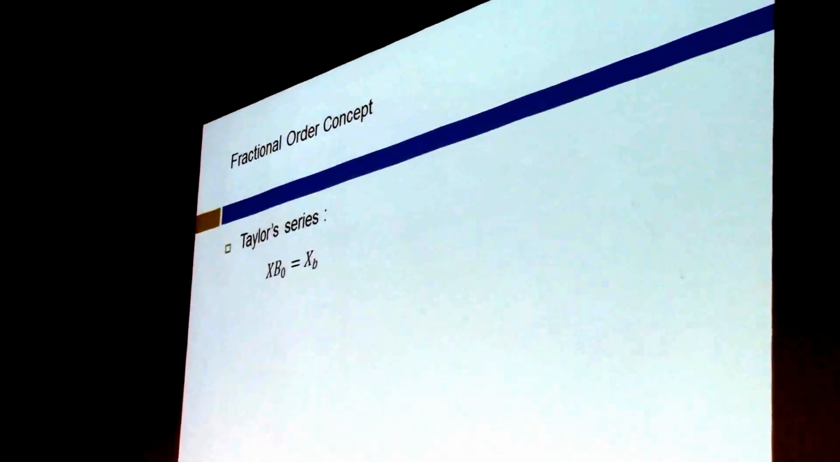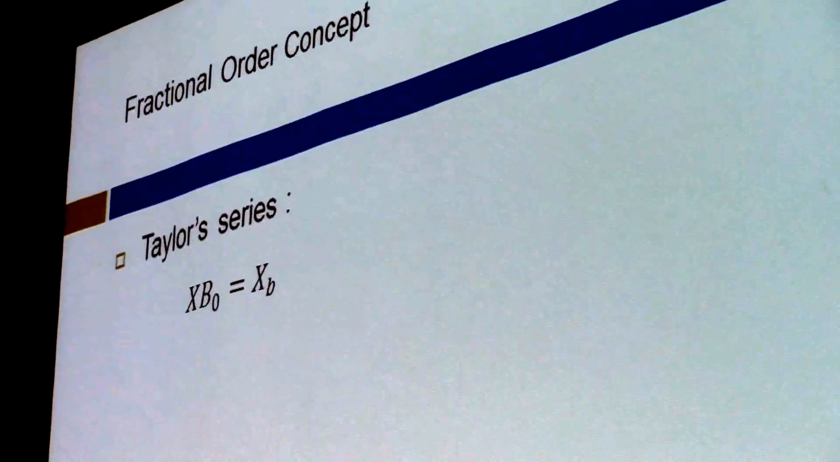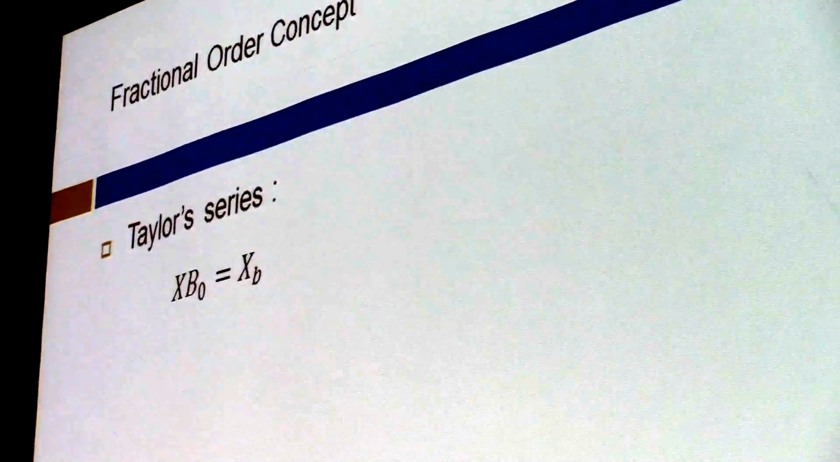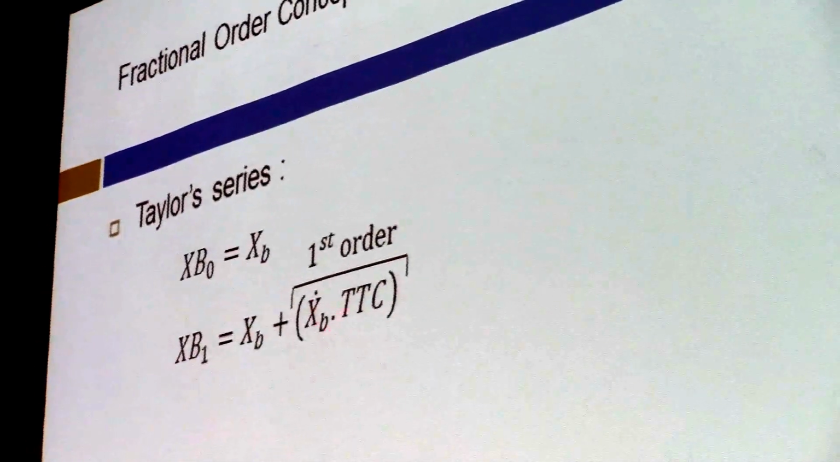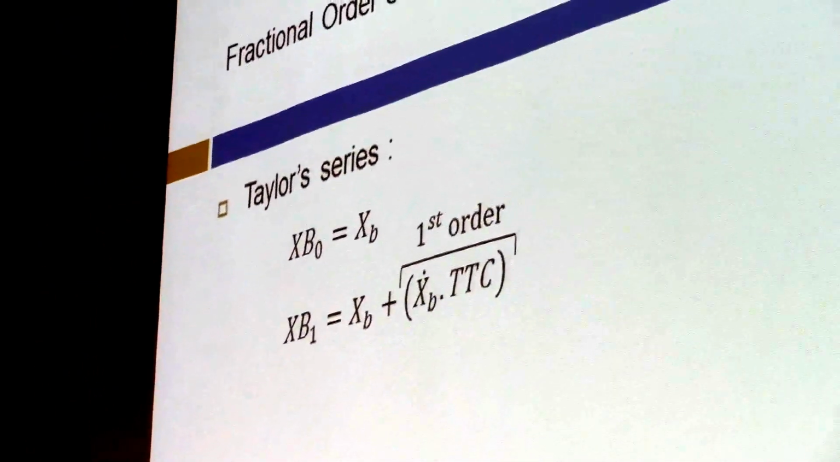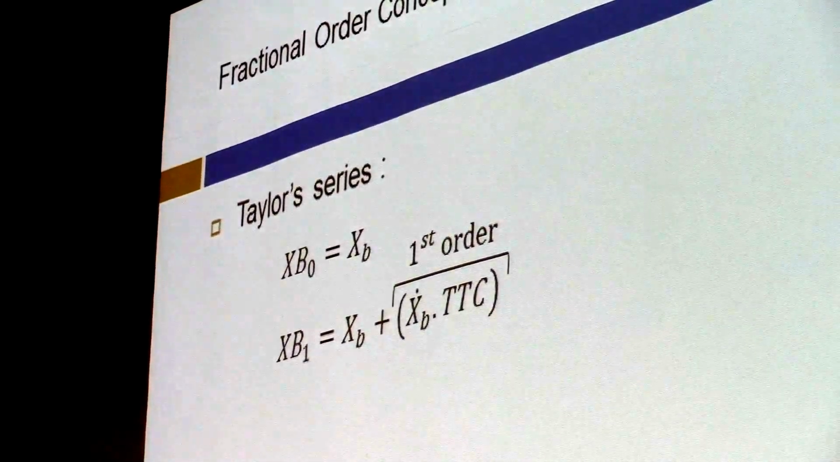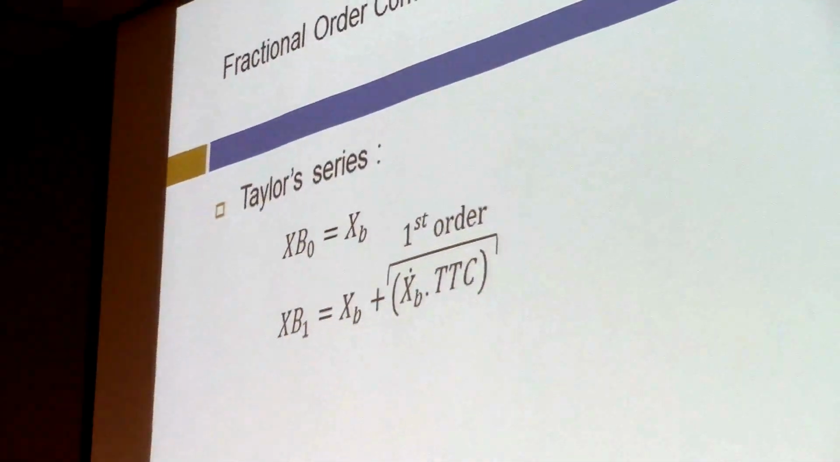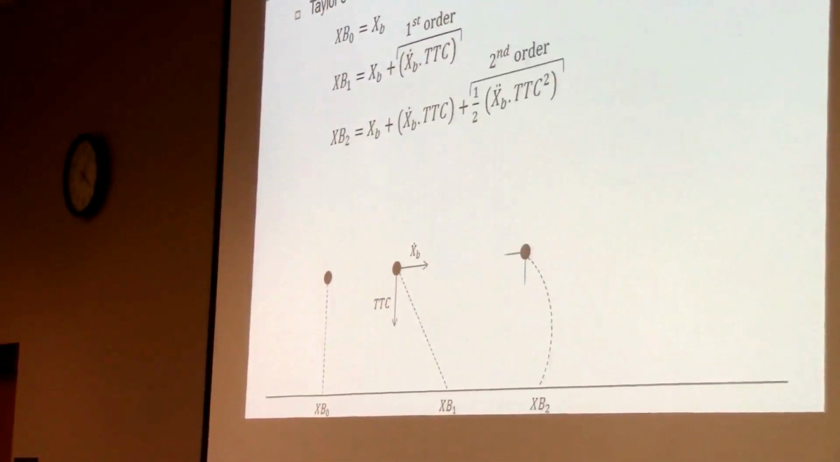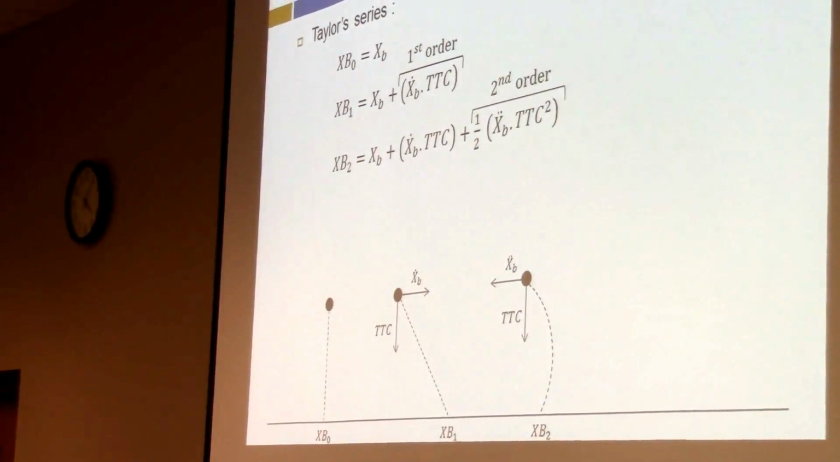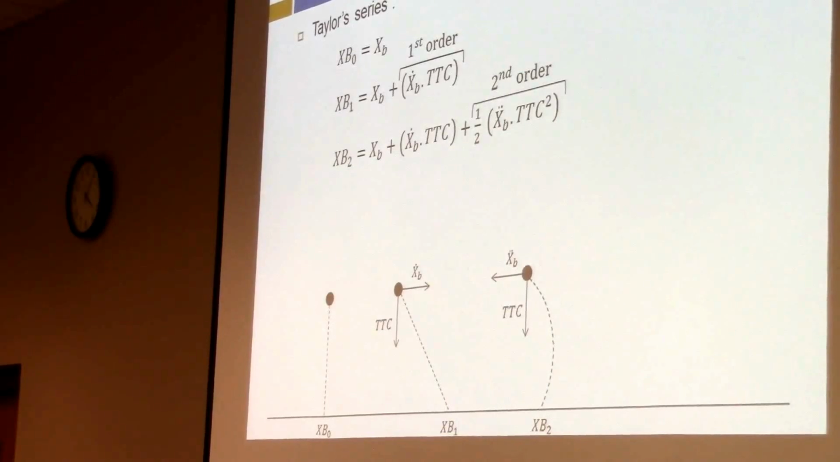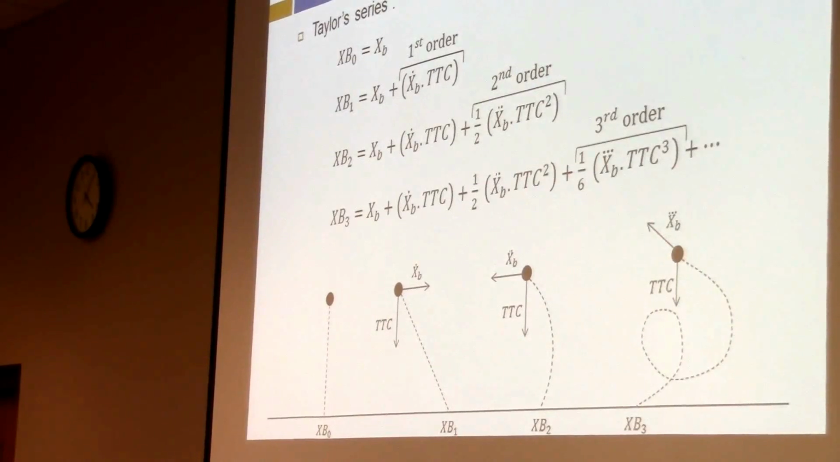Before we start, I will talk about the Taylor series. Taylor series define that XB0 is the current ball position on the axis of displacement. If you take into account the velocity and the time remaining, the first order, for straight trajectories, you get the arrival, XB1. If it's a curved trajectory, and you take into account the acceleration and also the time remaining, you can have the future arrival position. And so on if you increase the order.